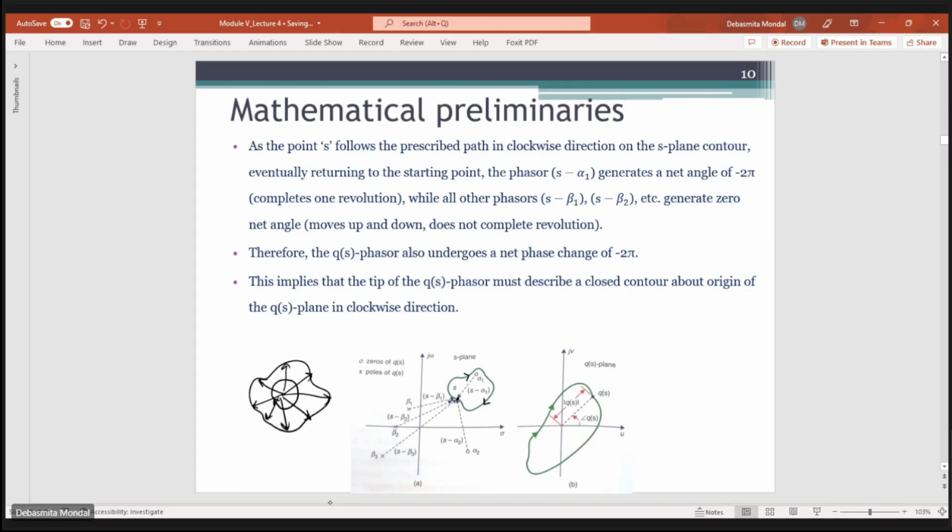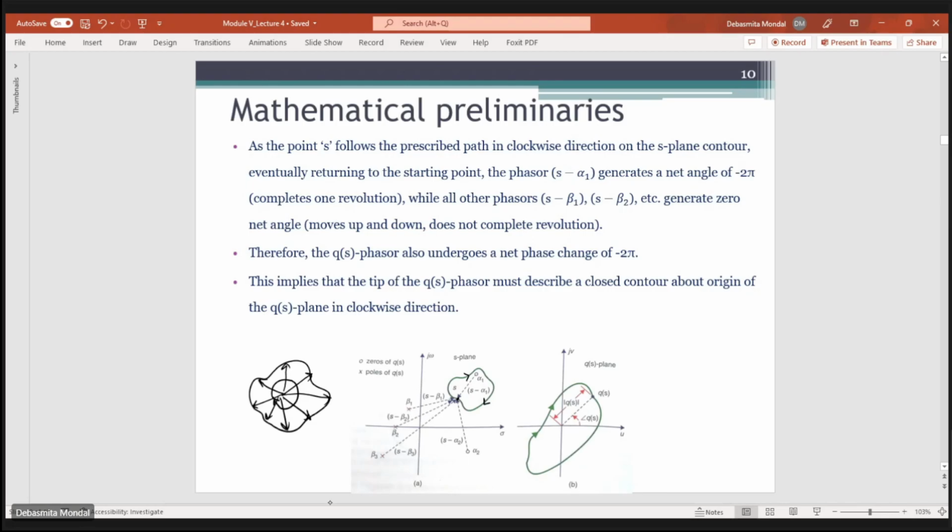This is about the zero which is enclosed in the contour. Now what about the other poles and zeros which are not enclosed by the contour? Similarly, if we draw different vectors from these poles and zeros to this point S, these vectors are actually moving up.